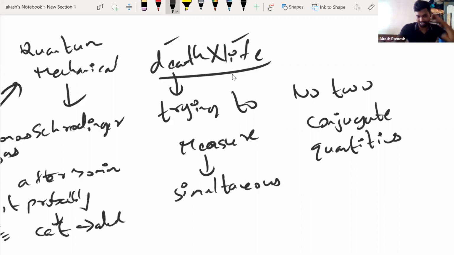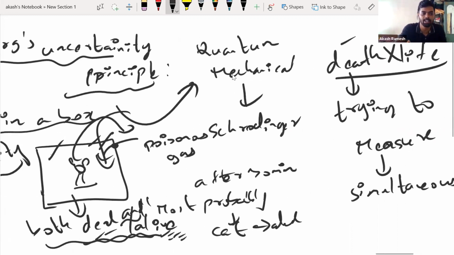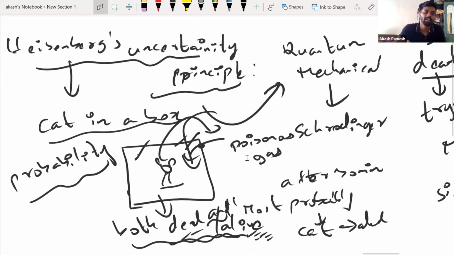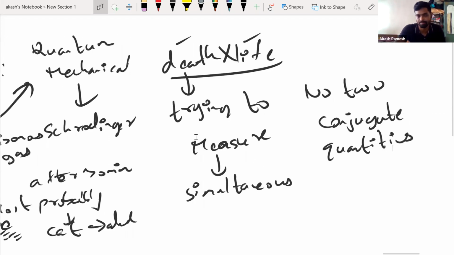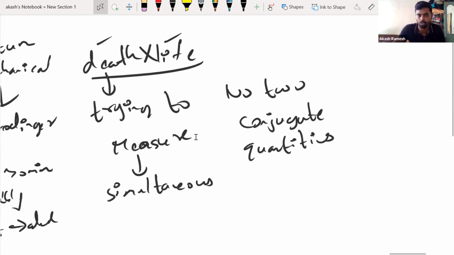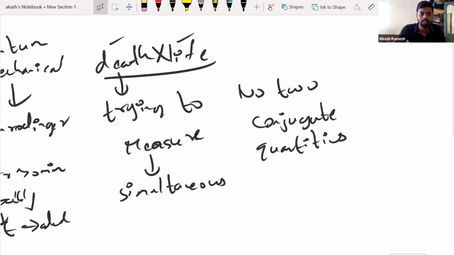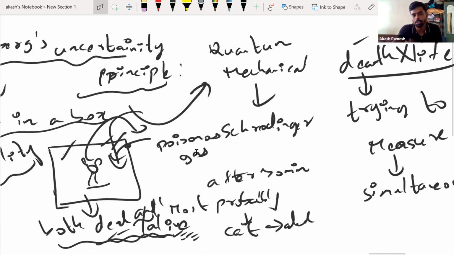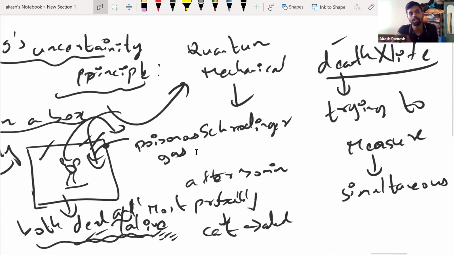The thing is, he was the one who actually constructed this experiment. But the cat in the box experiment became famous only after Schrodinger published his paper. Scientists publish their own research papers. Even though Heisenberg conducted the experiment first, it was published to the public only by Schrodinger. That's why it's called Schrodinger's cat. That's how the history goes.